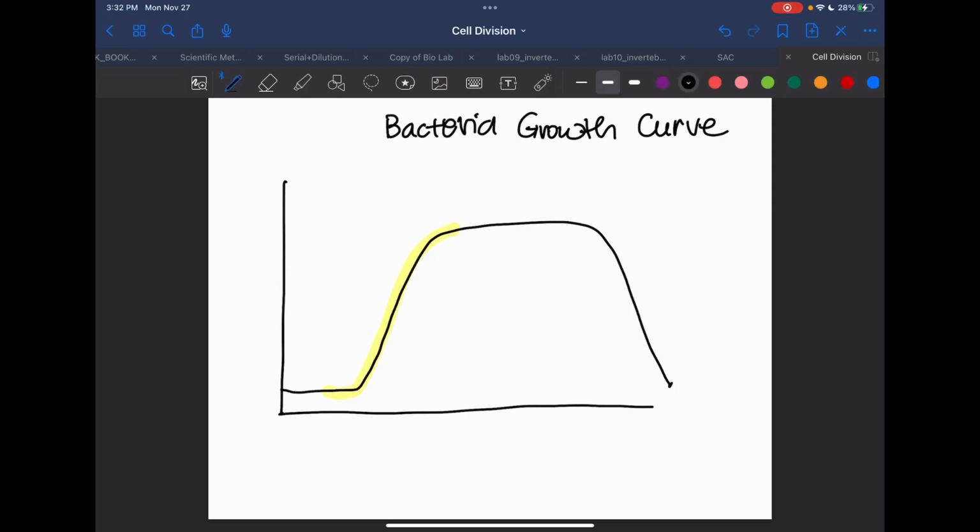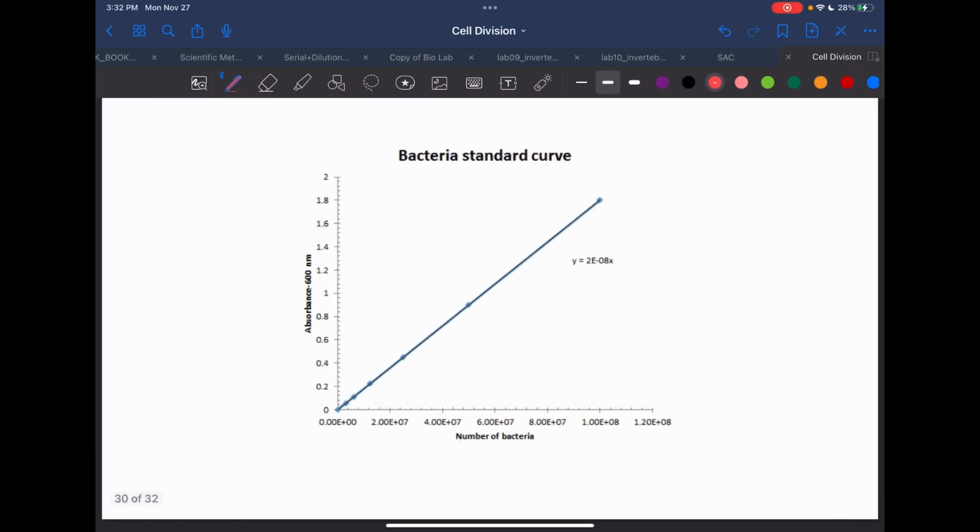Again, just to review, this is our lag phase, this one right here. This one is our log phase, our stationary, and our death phase. Just like the definition said, we are looking for the log phase to calculate generation time, right? So we're looking for this increase, that yellow one that I just highlighted for you. Here's the standard curve for E. coli. We're going to visit that again later.